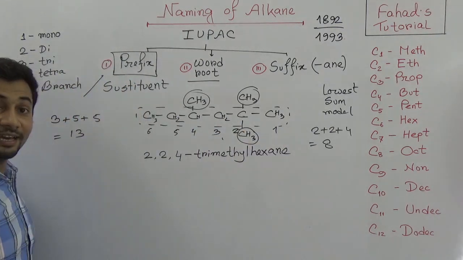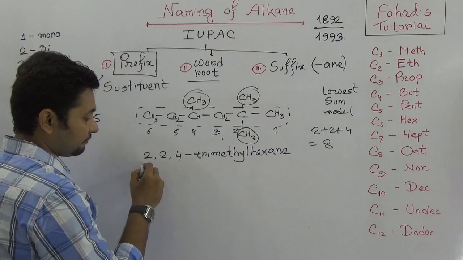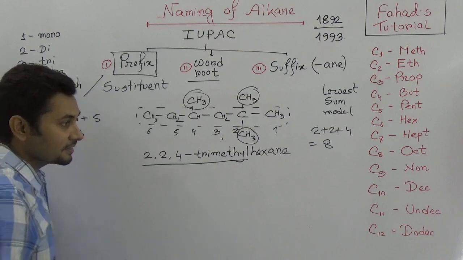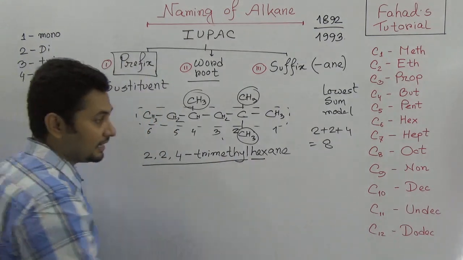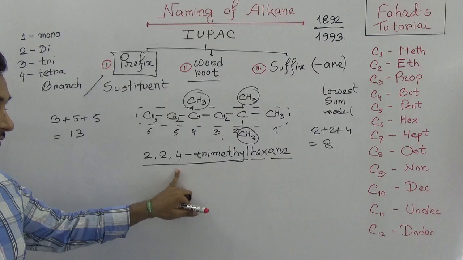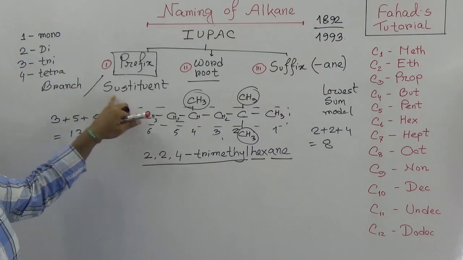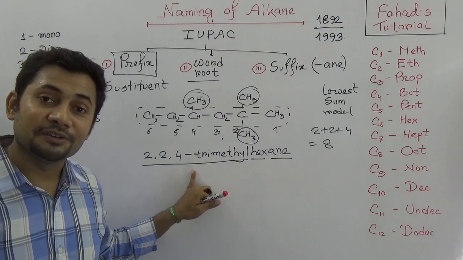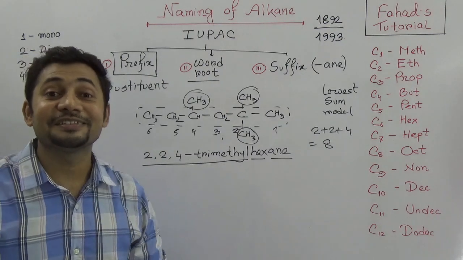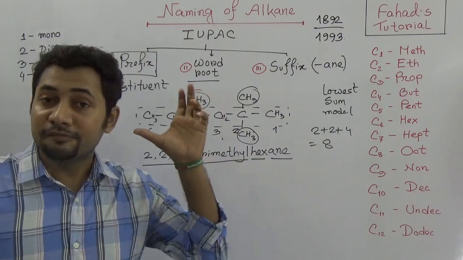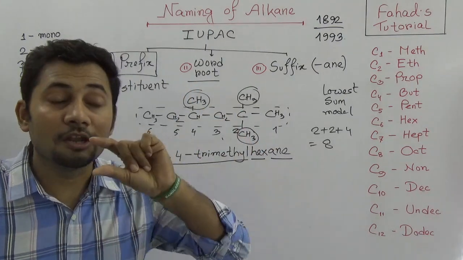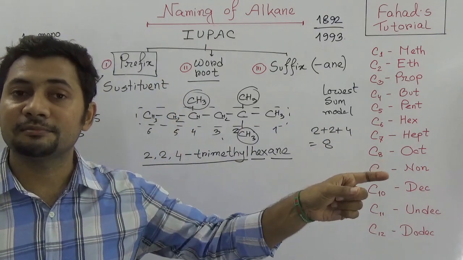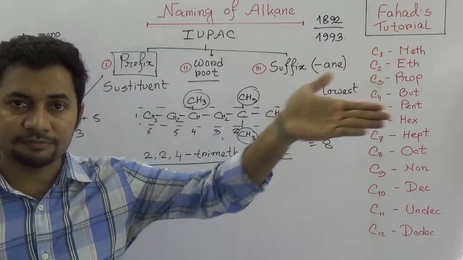So now you see, according to the IUPAC system, you have a very long prefix, you have the word root, and you have the suffix. So what is the prefix? Branches or substituents. We are counting the branches and substituents based on what? Based on the numbering system. What is the numbering system? Firstly, we need to find the longest carbon chain, and the way of finding the longest carbon chain is we need to count from right to left and left to right.